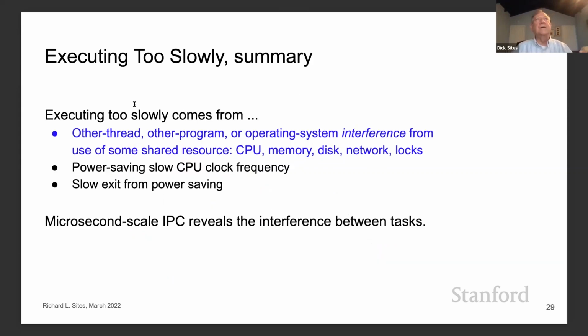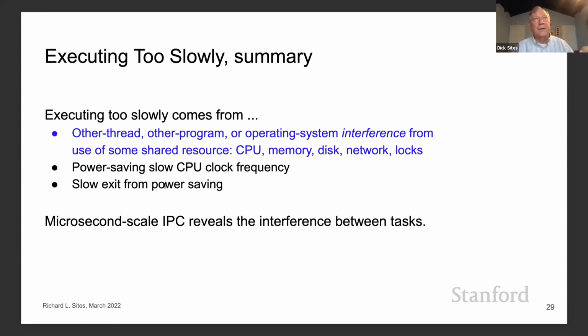So executing too slowly, in summary, comes from other threads, other programs, the operating system itself interfering with our program. Or it can also come, I haven't talked about it here, from running on a CPU where the clock frequency has been reduced dramatically to save power. This leads to programs that run more slowly on nearly idle machines than on really busy machines, because they're running 5 times too slowly at like 800 megahertz instead of 3.9 gigahertz.